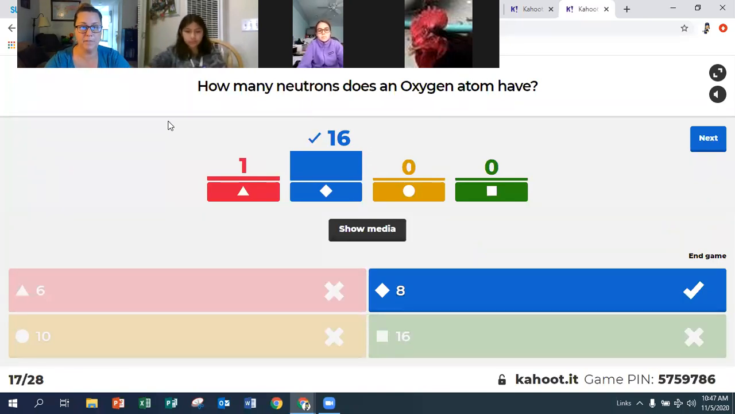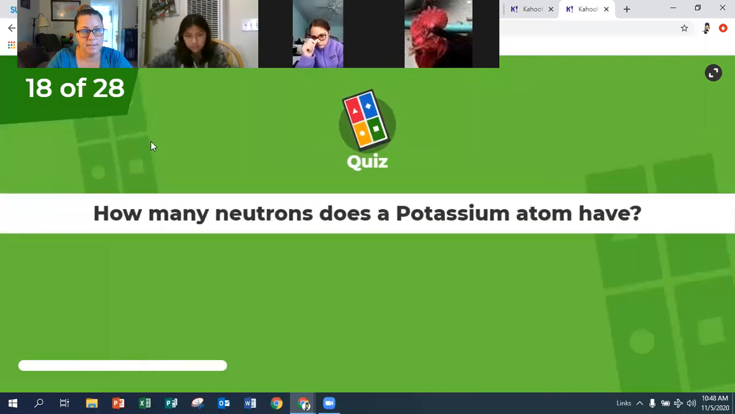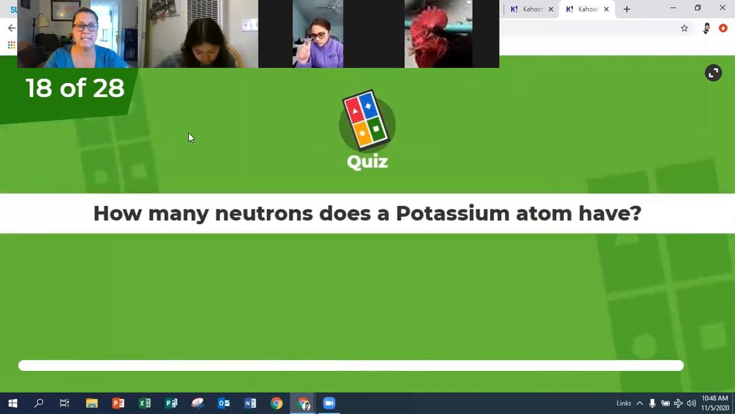Okay, perfect. If 16 is the atomic mass and there are 8 protons, 8 purple Skittles, then I have 8 red Skittles left, right? The atomic mass is 16. There are 8 protons, 8 neutrons. How many neutrons does a potassium atom have?